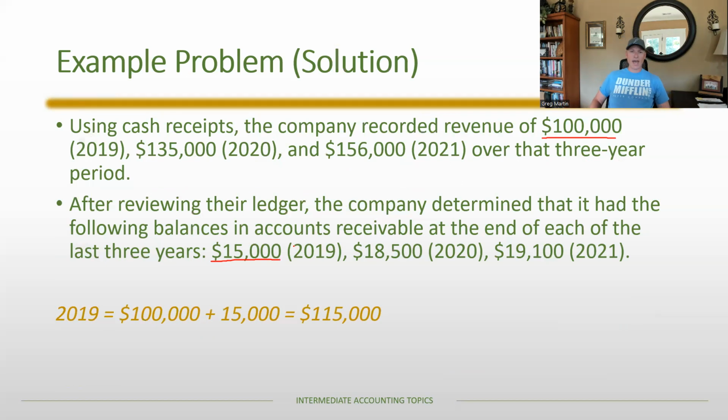You add the 15,000 because that's accrual-based revenue that has not yet been collected as cash. And so the accrual-based revenue would be 115,000 in 2019. For 2020, try that one on your own. Again, pause and try to do 2020 on your own.